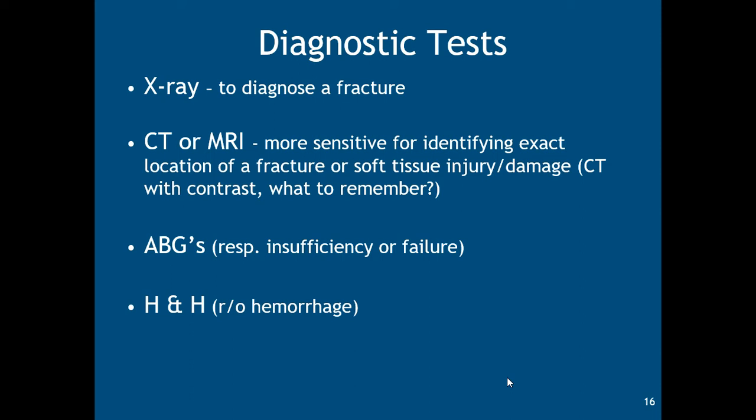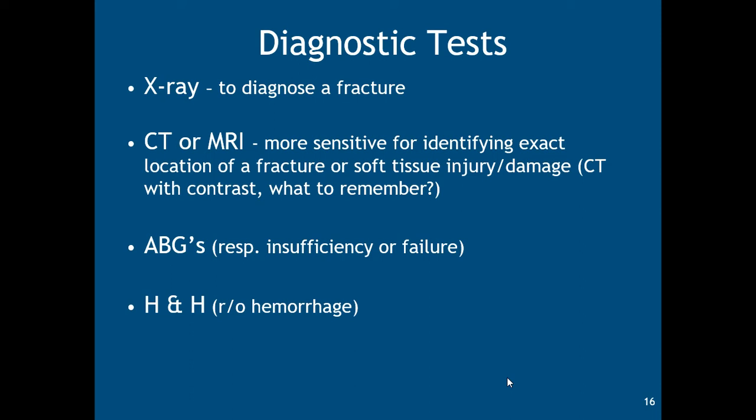We want to get an idea of their respiratory status, their insufficiencies. Are they in respiratory failure? Can they breathe on their own? Labs will show us if there's a hemorrhage. We'll monitor H&H. And then there's multiple ways that physicians can test spinal cord injuries.